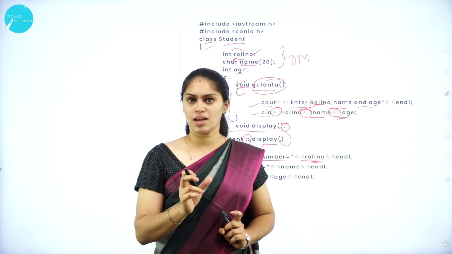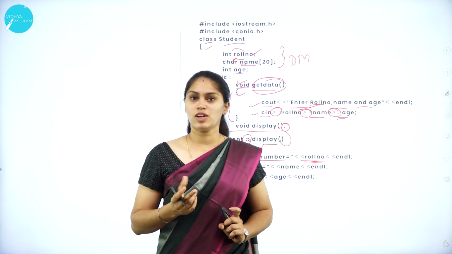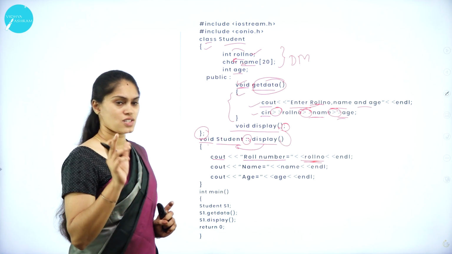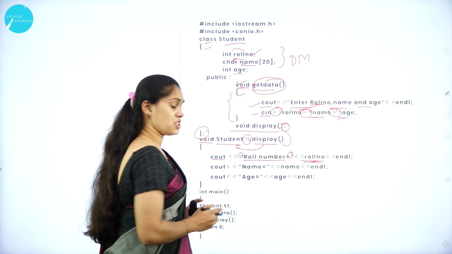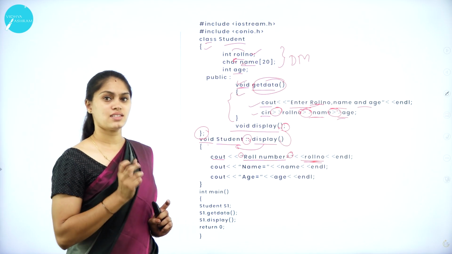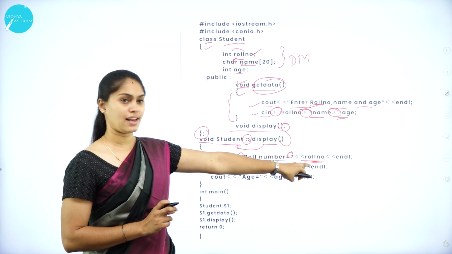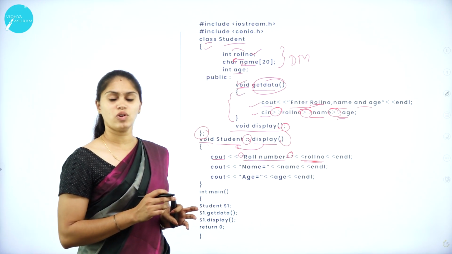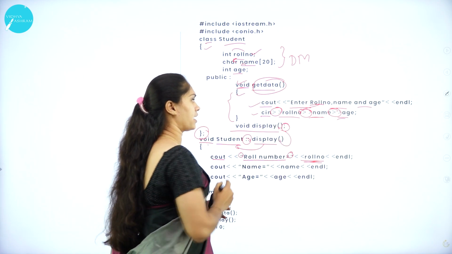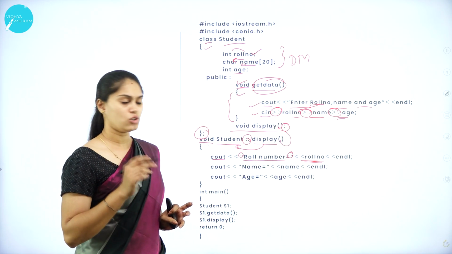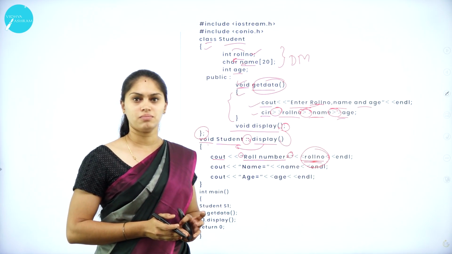If I am using the same word in the cout statement without double quotes, then it will hold the value. Okay. So you can see here roll number, it will be within the double quotes. That means it will be displayed as a statement. Roll number is equal to roll number. How I declared initially, that is ROLLNO. So whatever the value that I have given using this get data member function, that value will display with the help of this roll number variable.